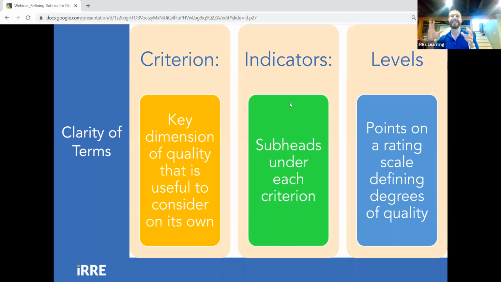But there are those big ideas that we're grading student performance on. The indicators are the subheads we look for under each criterion, and we'll make that more clear in just a moment. And levels are those points on the rating scale. So they're the 1, 2, 3, 4, or needs support to advanced. However we choose to label the top of our rubric, that's what we mean by levels here.